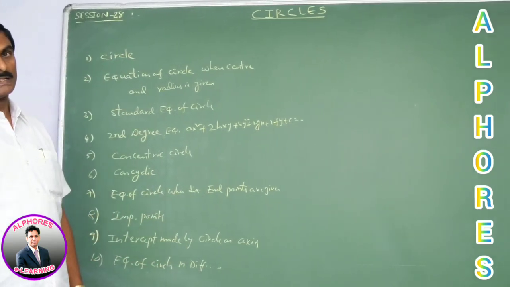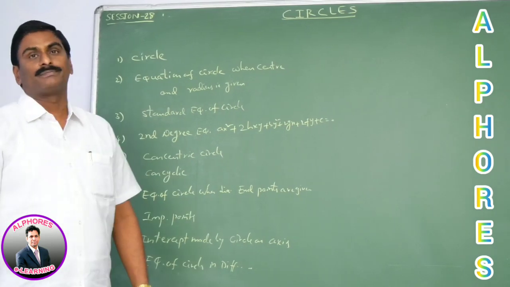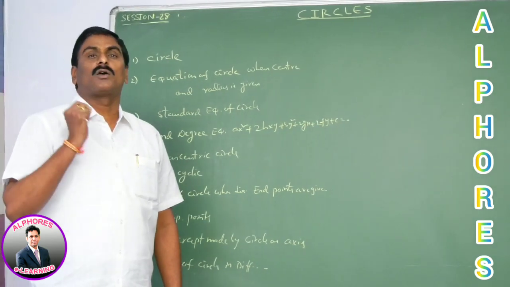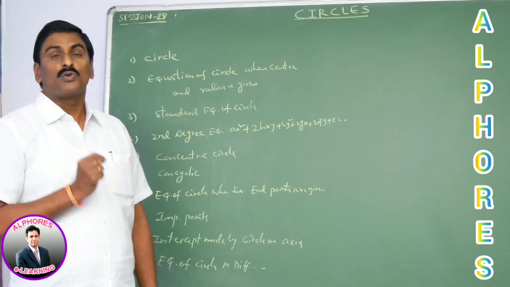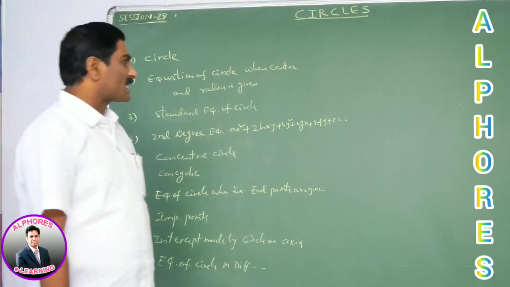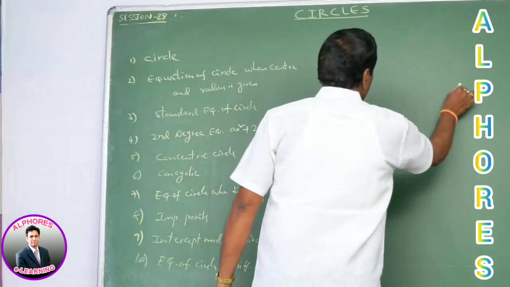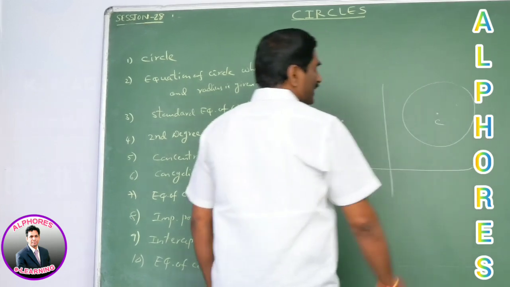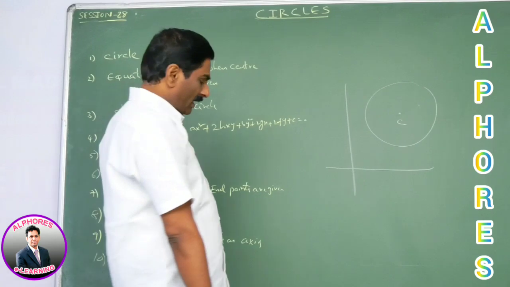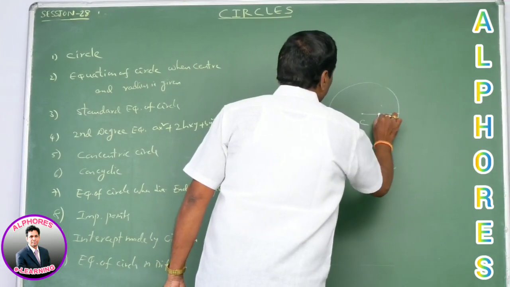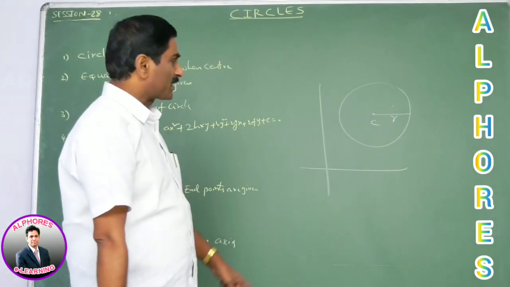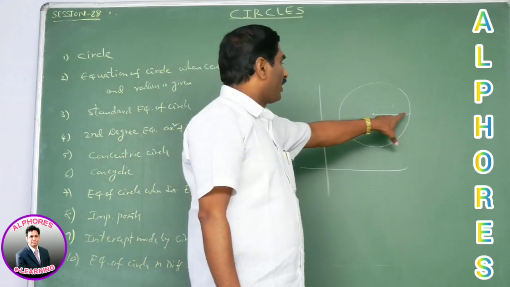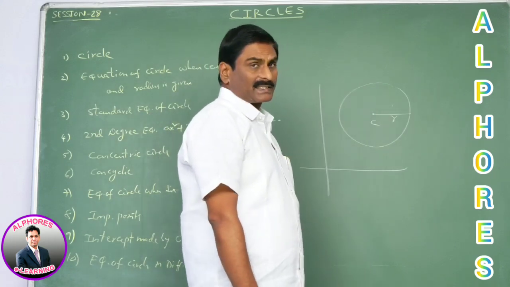First, circle. What is the circle? Circle is the locus of points in a plane which moves such that the distance from a fixed point is always constant. The fixed point is said to be center and the constant distance is said to be radius.